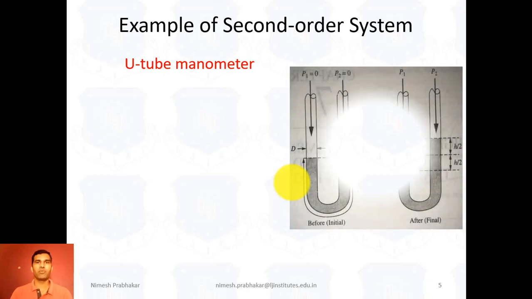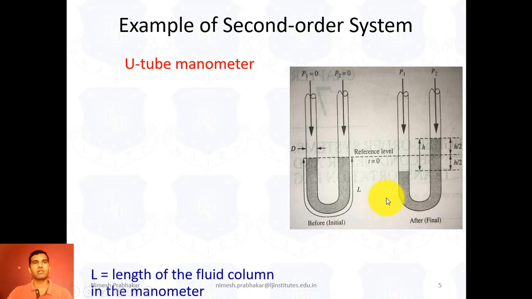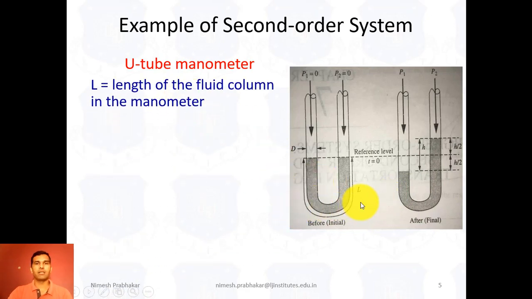Here in the figure, see the U-tube manometer. The figure represents the before and after. That means at the initial stage the manometer position, and after that the final stage manometer position. Here in this system, this L represents the length of fluid column in the manometer.